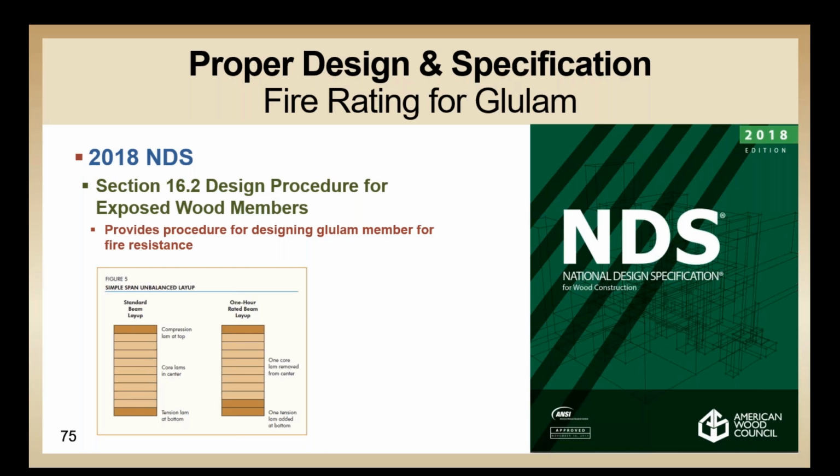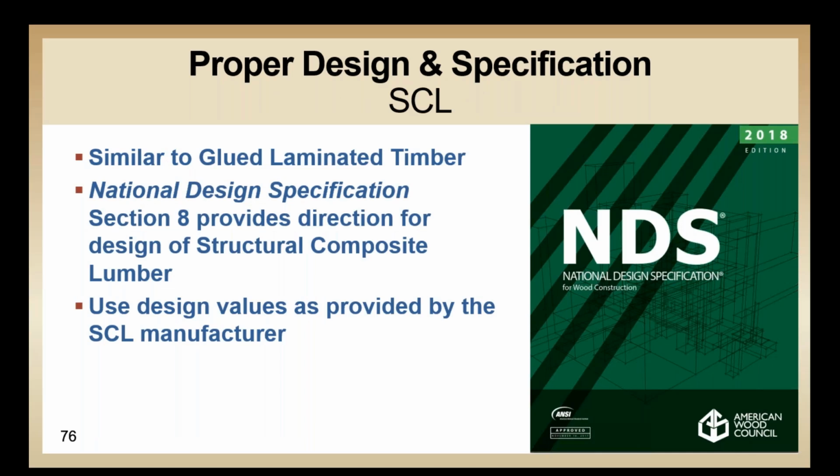This methodology will require additional outer tension laminations be substituted for a core lamination on the tension side for an unbalanced beam and on both sides for a balanced beam. Similar to glulam, design of structural composite lumber, including LVL, LSL, and PSL, can be done using basic engineering mechanics in Section 8 of the National Design Specification for Wood Construction. This section indicates that the design values shall be obtained from the structural composite lumber manufacturers' literature or their code evaluation reports.